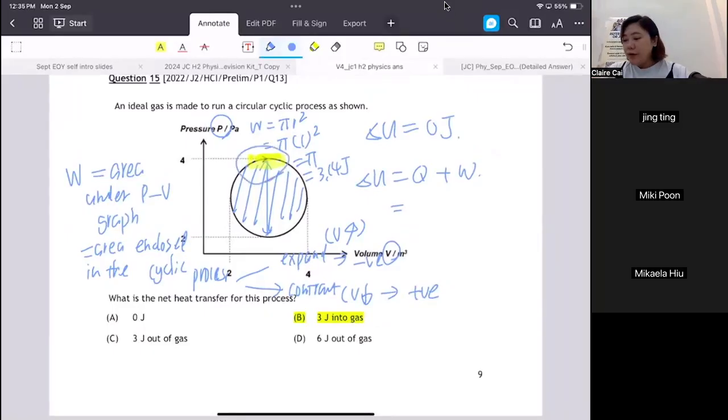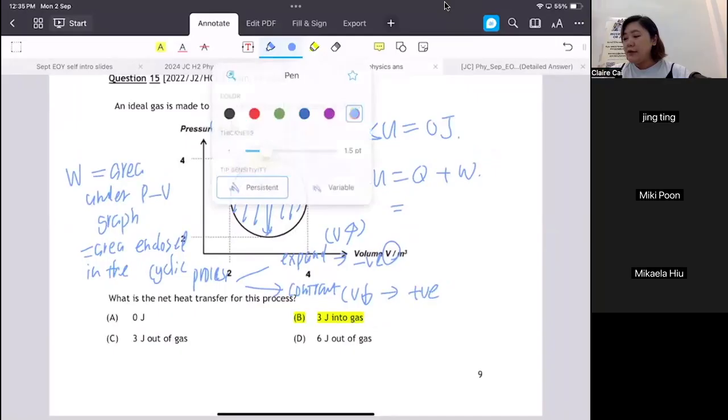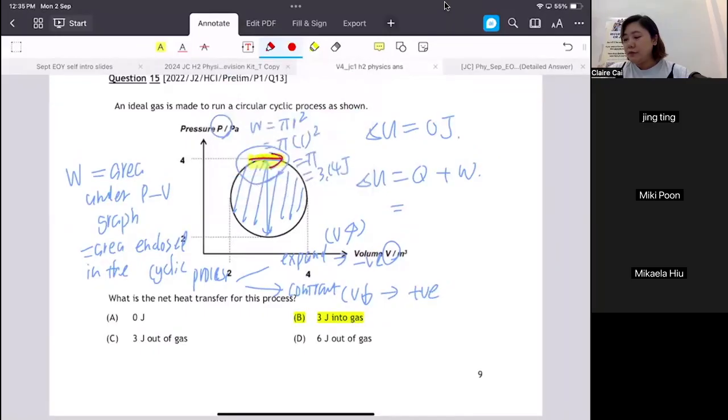So this one on top, you can see it's going outwards. Going outwards means the volume is increasing. V increased, so your W is negative. So the work done here should be -3. So 0 equals Q plus -3. Therefore, Q should equal 3, positive. That's why 3 J is drawn into the gas.